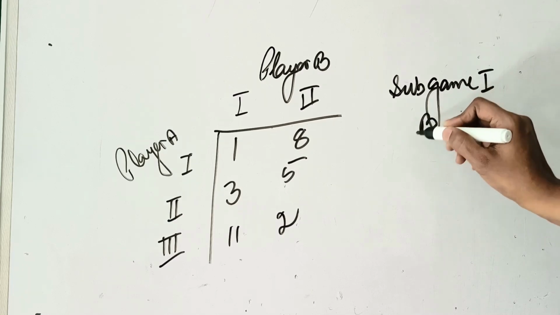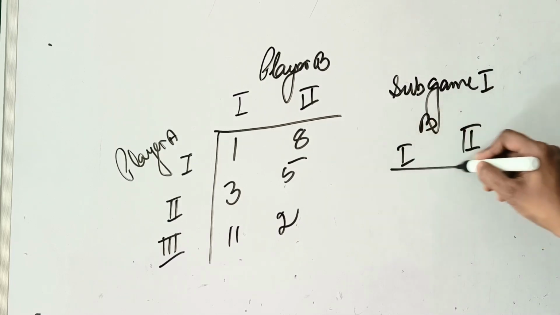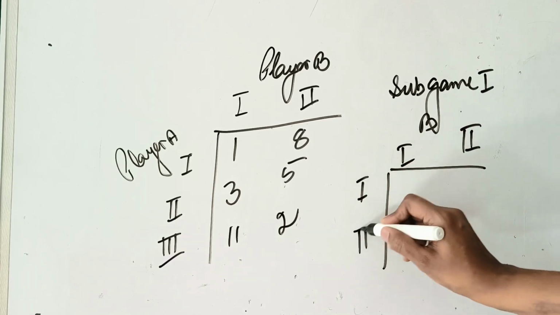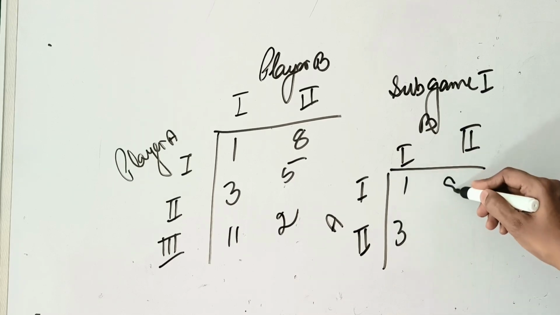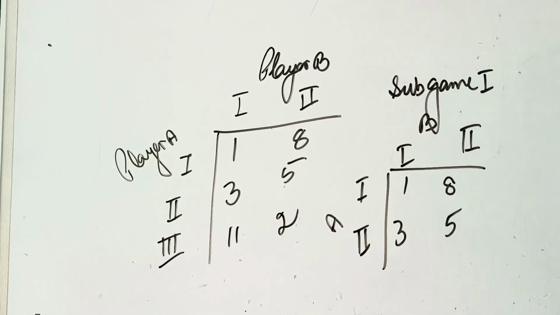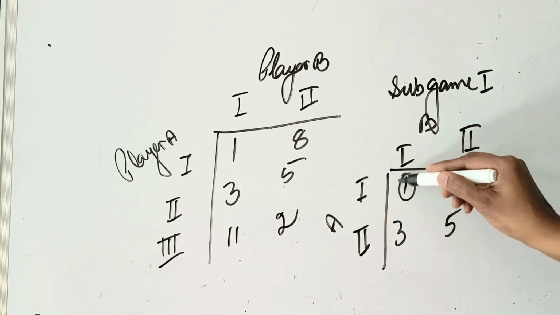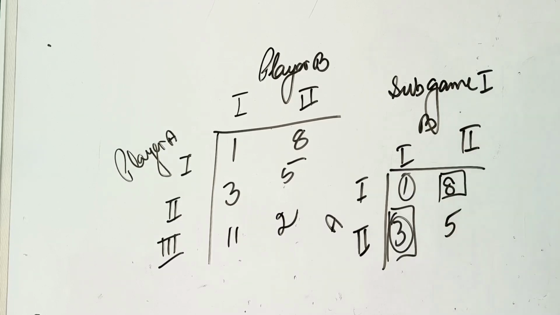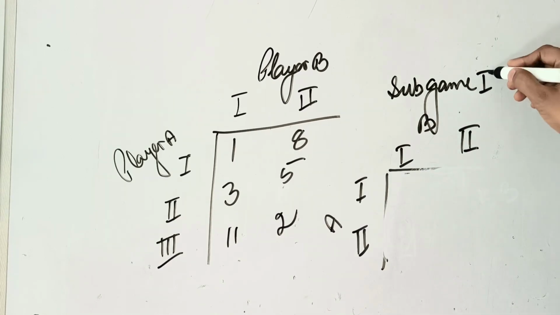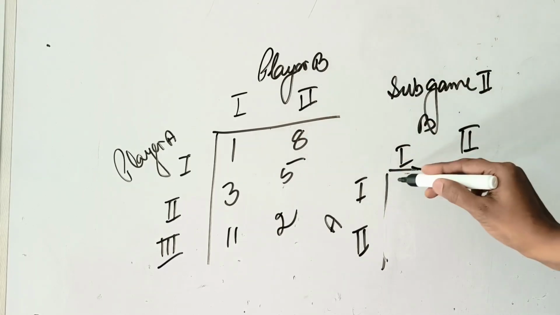Now player B will have fixed two strategies, 1 and 2. For player A, first I am taking the first and second strategy. So the entries are 1, 3, 8 and 5. Now let us see whether this game will have a saddle point or not. Yes, it will have. Row wise minimum, column wise maximum. So now you can see that this subgame has a value of the game as 3. So let's note it down and move on to the second subgame. Now in subgame 2, player B is fixed, and for player A we take the first and second strategy.